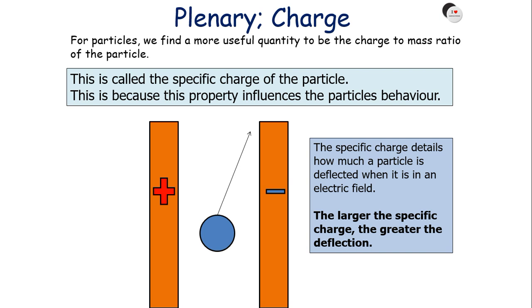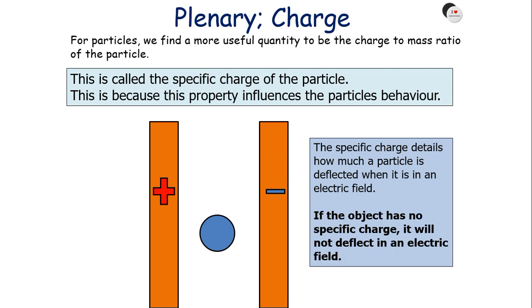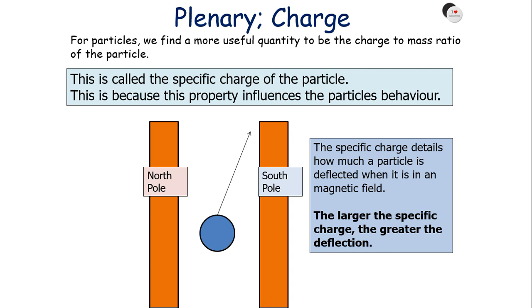It tells you how much a particle will be deflected by in an electrical field. The larger the specific charge, the greater the deflection in the electrical field. The smaller the specific charge, the lower the deflection. If there's no specific charge, it won't deflect at all. Like we mentioned before, this will also allow you to work out a magnetic field, because a magnetic field and an electrical field work by the same rationale.